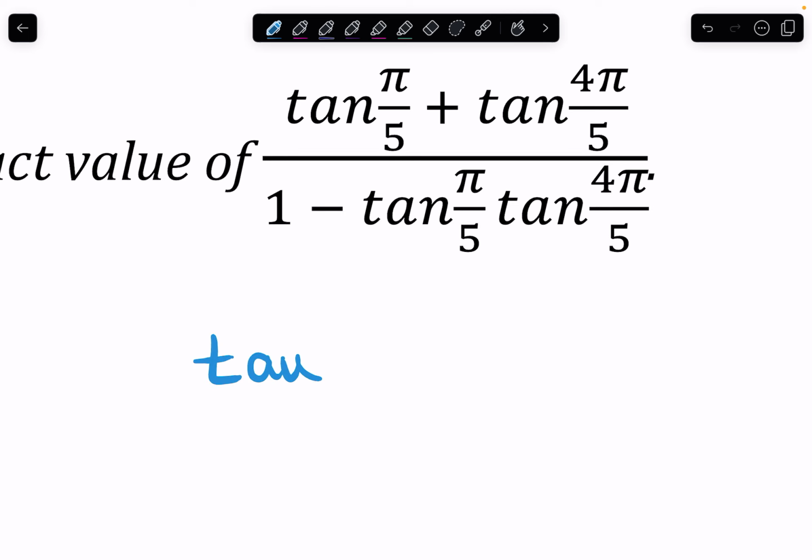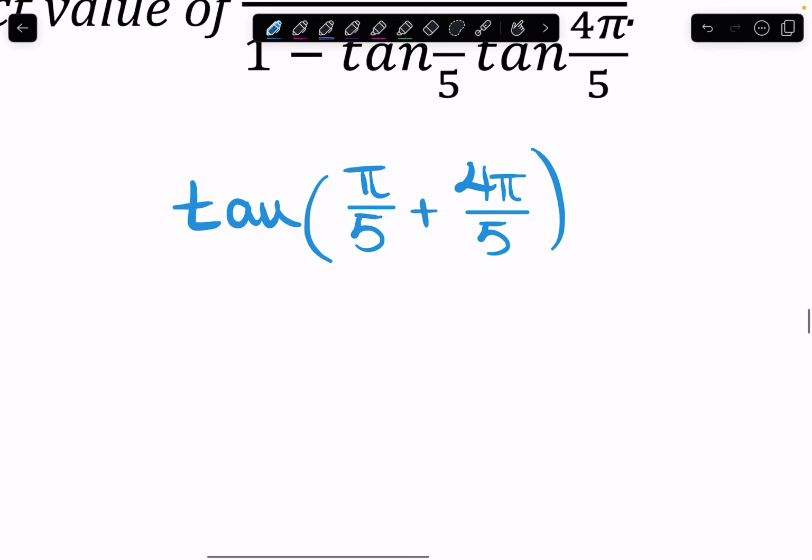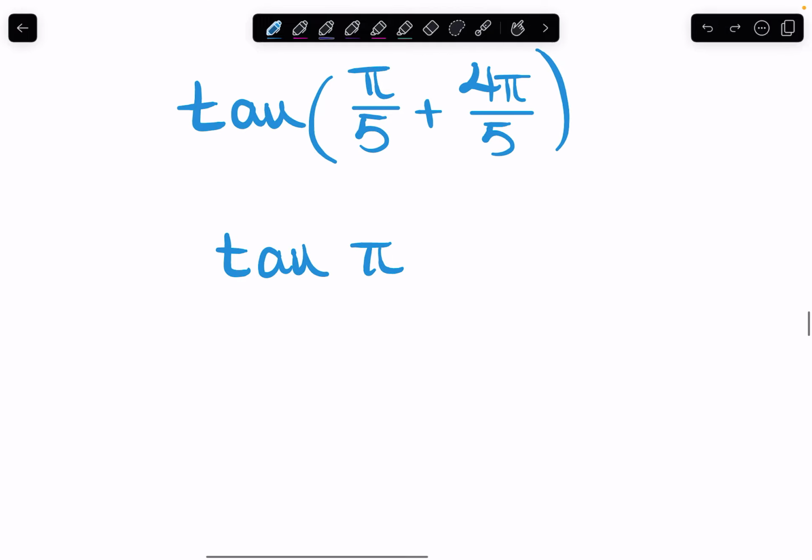So this is going to be tangent of pi fifth plus, because we're keeping the sign on the top, 4 pi fifth. And 4 plus 1 is 5. Tangent of 5 pi fifths is tangent of pi. I don't need the parentheses. Tangent of pi, ratio of y to x at the angle pi, is 0.